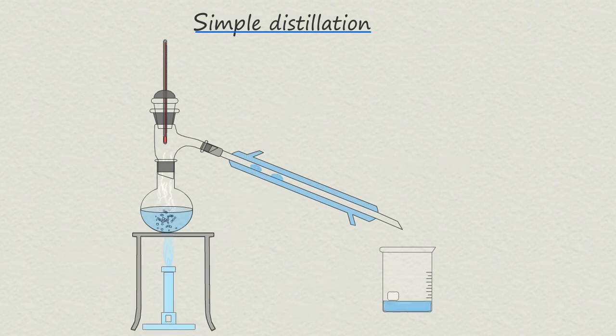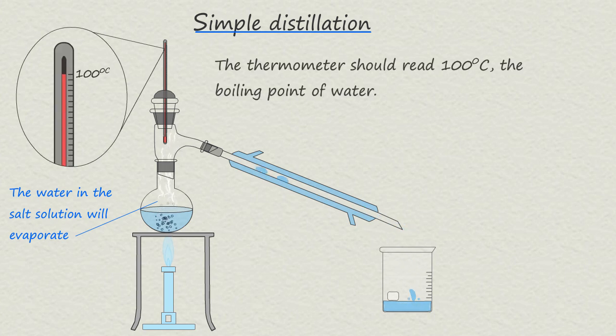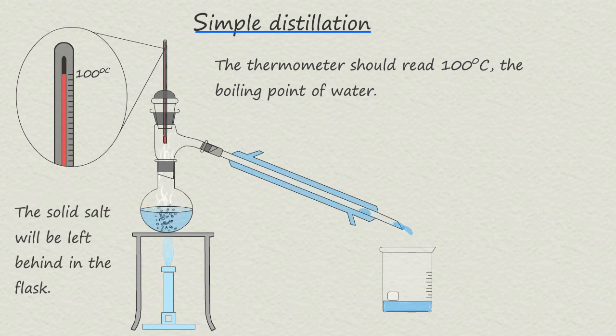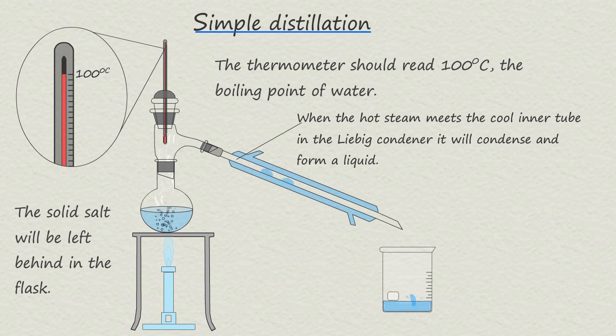When the salt solution is heated using a Bunsen burner or an electrical heater, the water in the solution will evaporate to form steam. The thermometer in the still head should now read 100 degrees Celsius. This hot steam will now rise and enter the cool inner tube of the condenser, where it will cool down and condense to form pure water, which can be collected in a beaker.